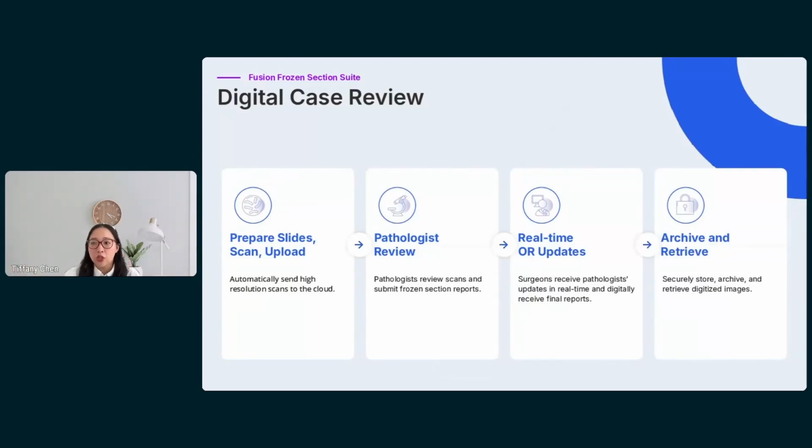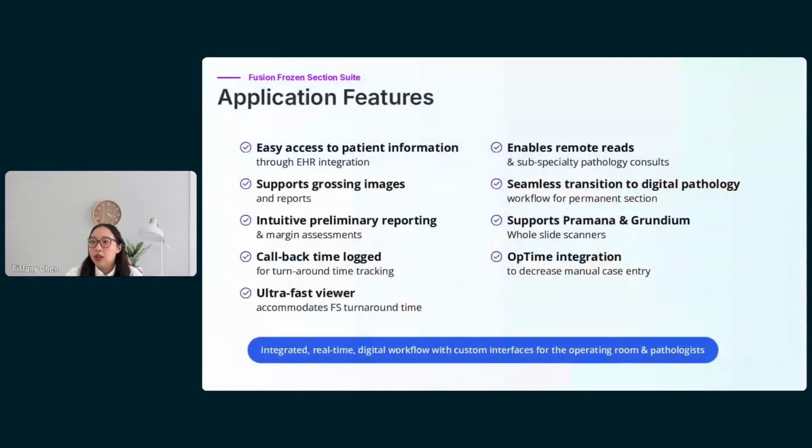So this is just an overview of what I just described with the digital case review. The pathologist will receive these digital slides, submit their specialized frozen template reports, and then give a real-time update to the OR. The OR will then receive the pathologist's updates, and they can communicate back and forth with the pathologist. And then lastly, once it's all been resolved and everything has been called back, the slides are archived and easily retrievable for when the permanent slides come out and you need to compile the case back together for permanent review. So this will really resolve the patient's different encounters into a singular comprehensive view of the patient's case.